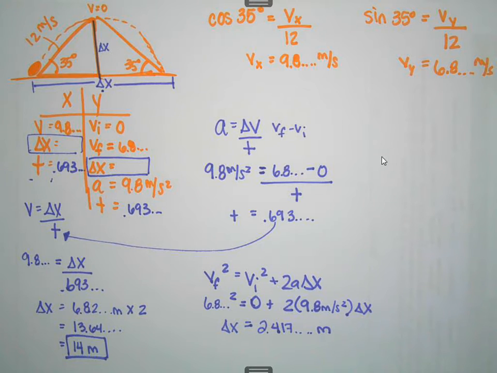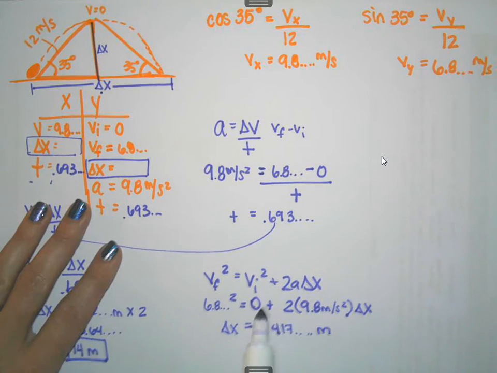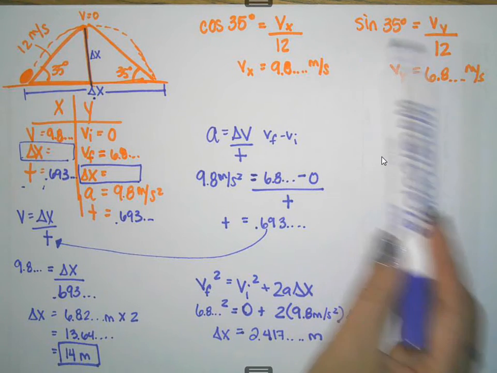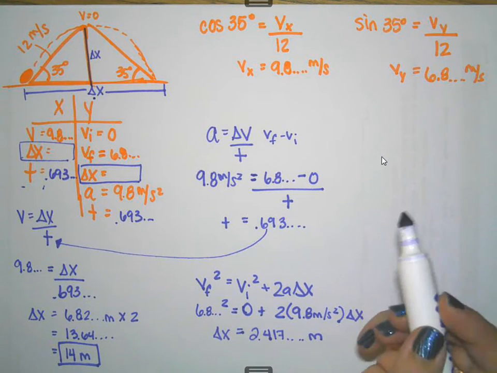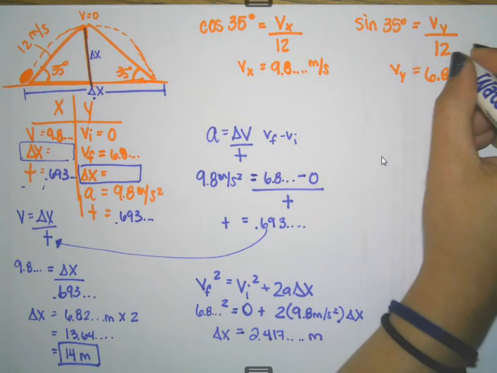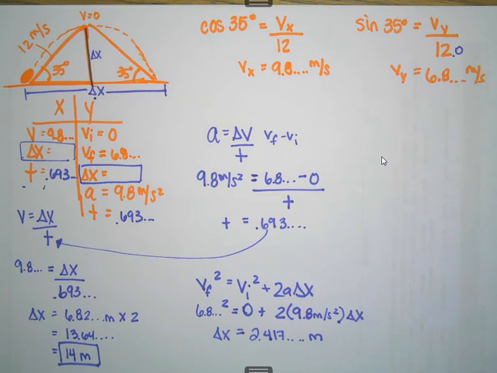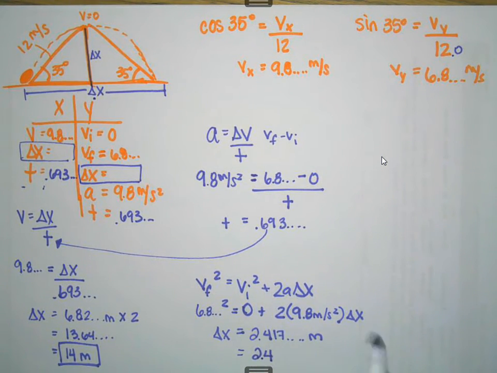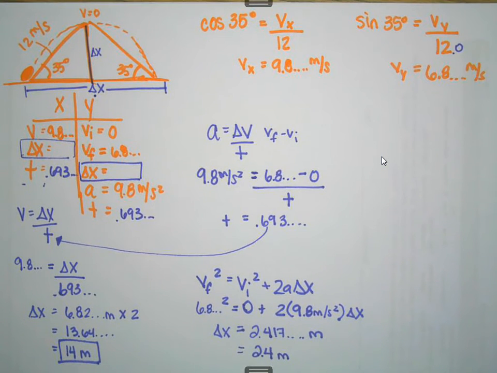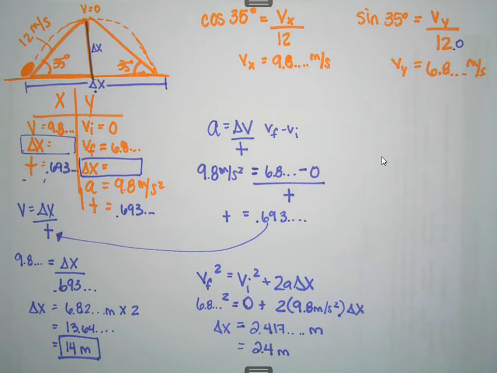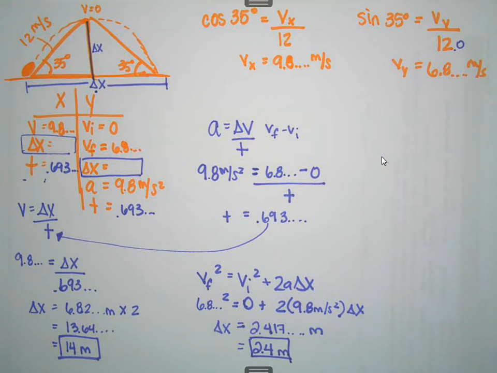Come back to sig figs. This was derived from the sine of 35 times, I think it was 12.0, but the 35 was going to knock us down to 2 sig figs down here. So we get an answer of 2.4 meters high. So the ball went 2.4 meters up into the air.